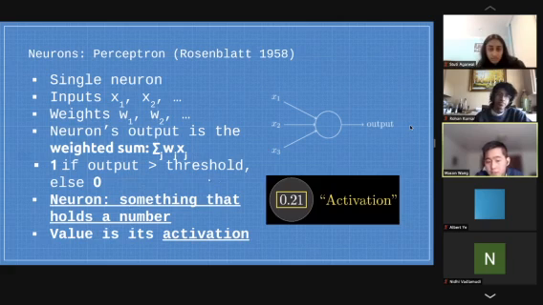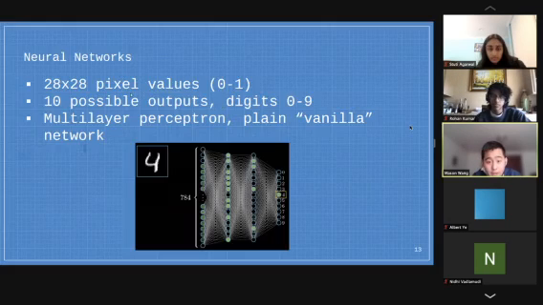For our purposes, you can just think of a neuron as something that holds a number. Its value will be its activation. If it's 1 or a high number, that's a very activated neuron. If it's 0, that's not activated. You can also think of a neuron as a function because it takes in inputs and has an output, but for now, we can think of it as a number. In this case, we have 28 by 28 inputs. Here's a neural network, here are the neurons, and here's the output layer of 10 possible outputs, 0 through 9.